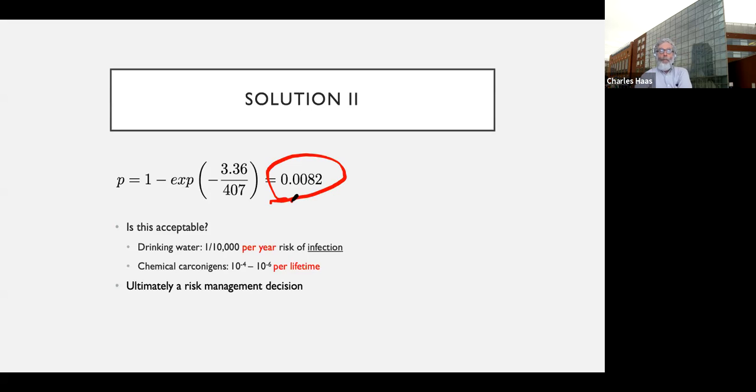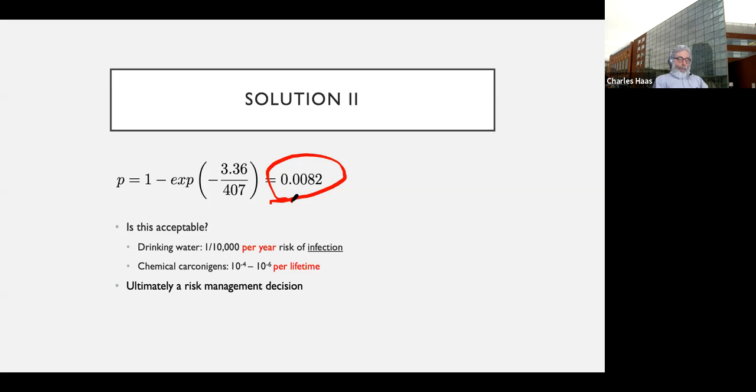Now, is this acceptable or not? Well, there are a couple of yardsticks I can give you to put that in a frame, but ultimately it's a risk management decision. In the US, for drinking water with infectious organisms, principally for those that only result in mild to moderate illness, we regard a risk of infection of 1 in 10,000 per year, not per exposure, to be acceptable. For chemical carcinogens in air, water, food, typically an action level of 10 to the minus 4, 10 to the minus 6 risk per lifetime is used.